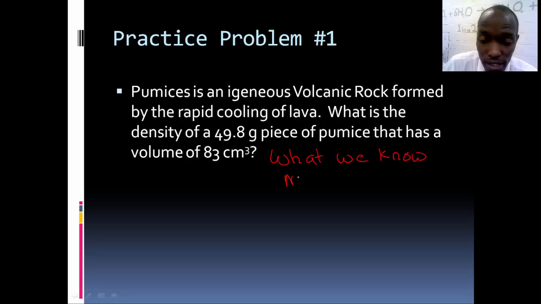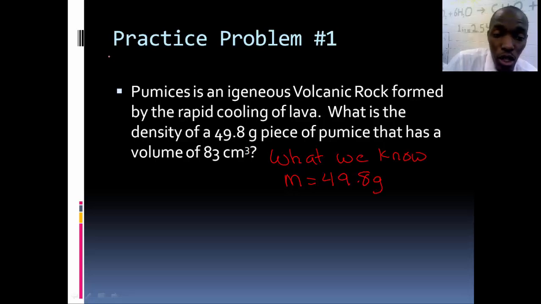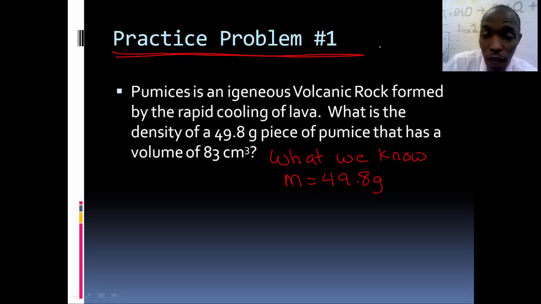Alright, the mass is equal to 49.8 grams. Currently I want you to, on the back of the triangle, let's do practice. There are 5 practice problems. So this is practice problem number 1, and I want you to label it as practice problem number 1. All right, 49.8 grams. The volume is equal to 83 cubic centimeters. All right, and our formula for density is equal to M over V.